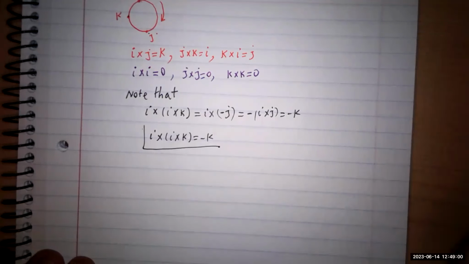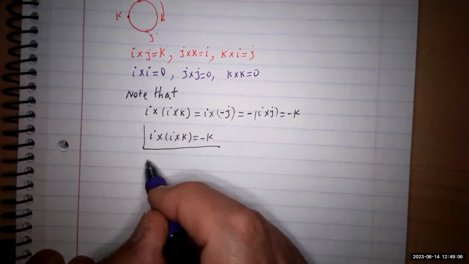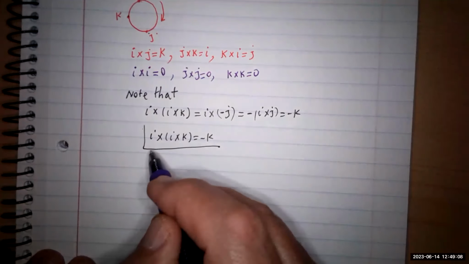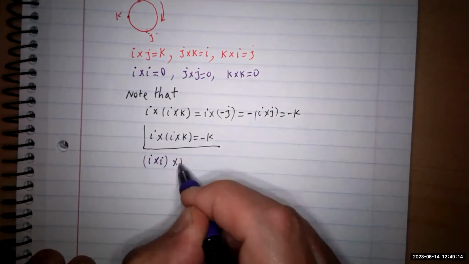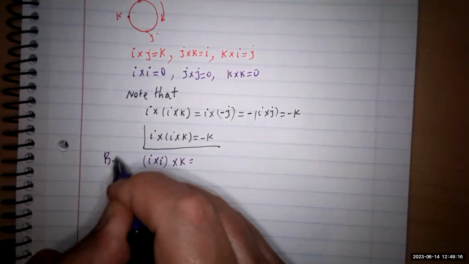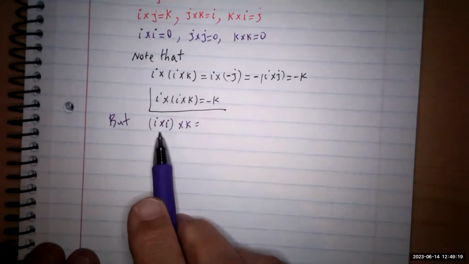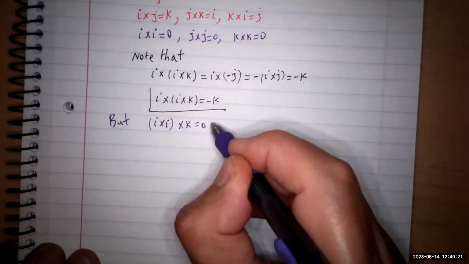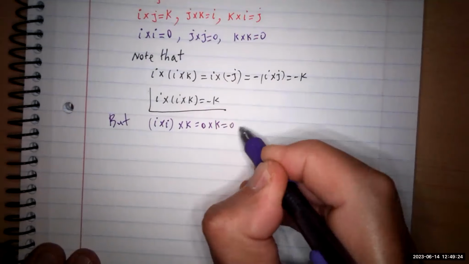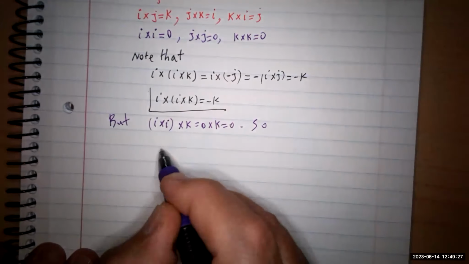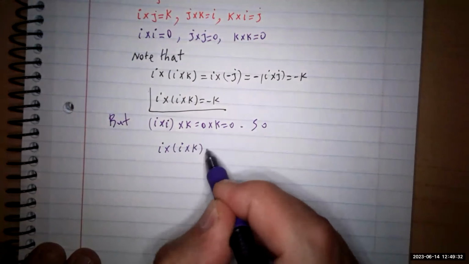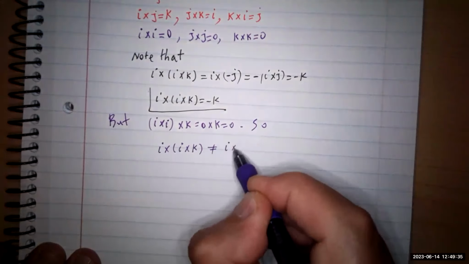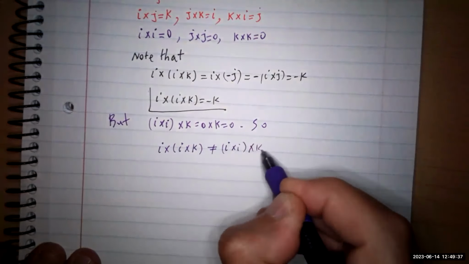So let's see what this one is going to be. I just want to show that the associative property is not satisfied. Look at this one. This is going to be I cross I, then cross K. You know that I cross I is equal to 0. So that gives 0 times K, which is 0. So what's the conclusion? The conclusion is that it's not associative. It's not the same as I cross I cross K.